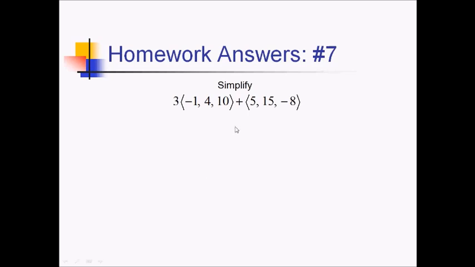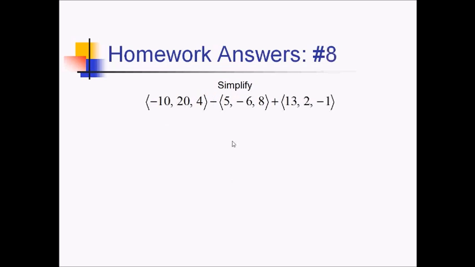For this problem, we're going to follow the rules of two-dimensional vectors just with an extra dimension. So using PEMDAS, we're going to start by distributing this 3 to the first vector. That gives us negative 3, comma 12, comma 30, and we still have the second vector untouched. Now we're going to just add the x, y, and z values separately. So we've got negative 3 plus 5, giving us 2 for that first coordinate. And then we have 12 plus 15 for 27. And finally, 30 plus negative 8 gives us 22.